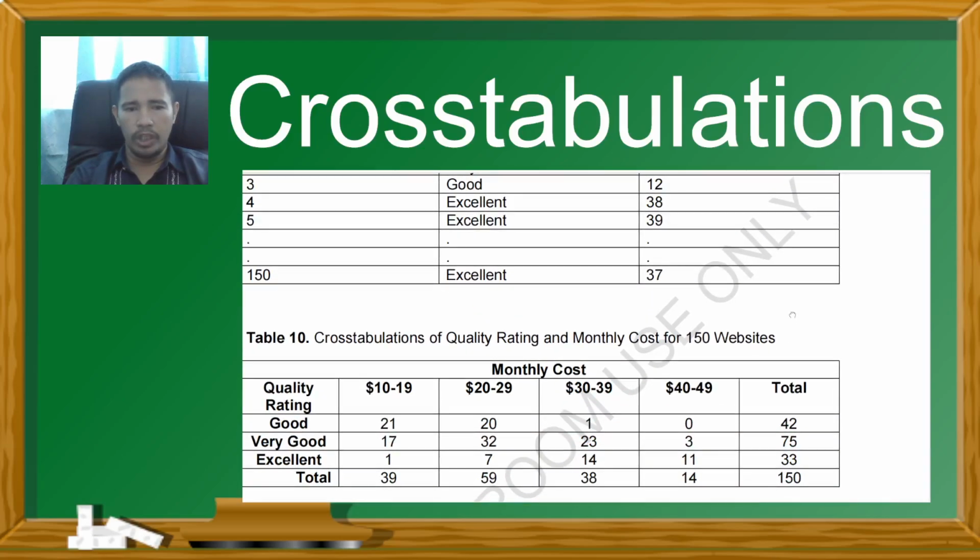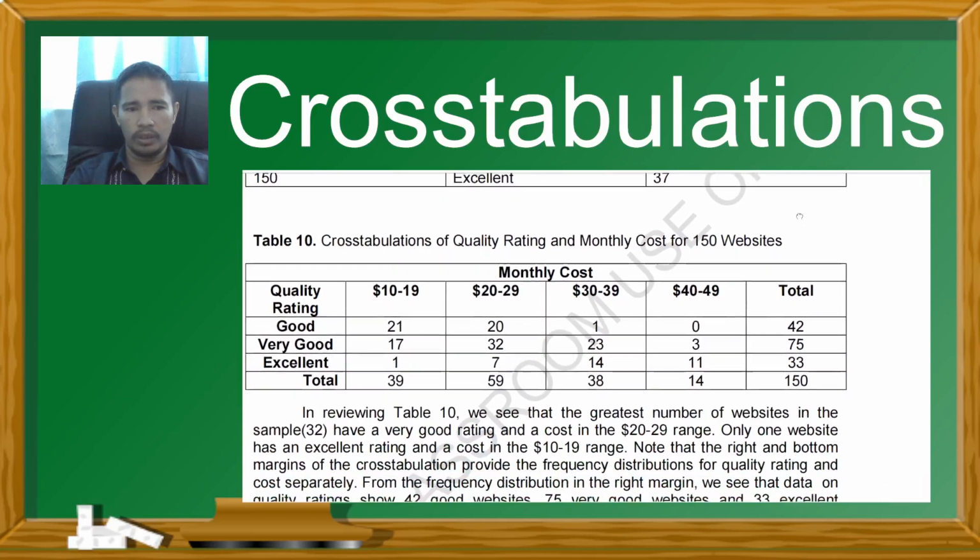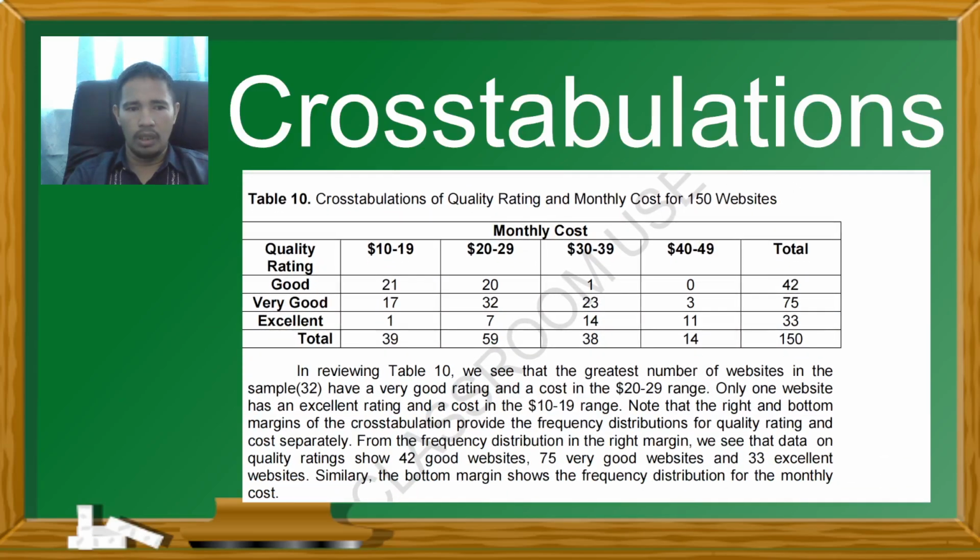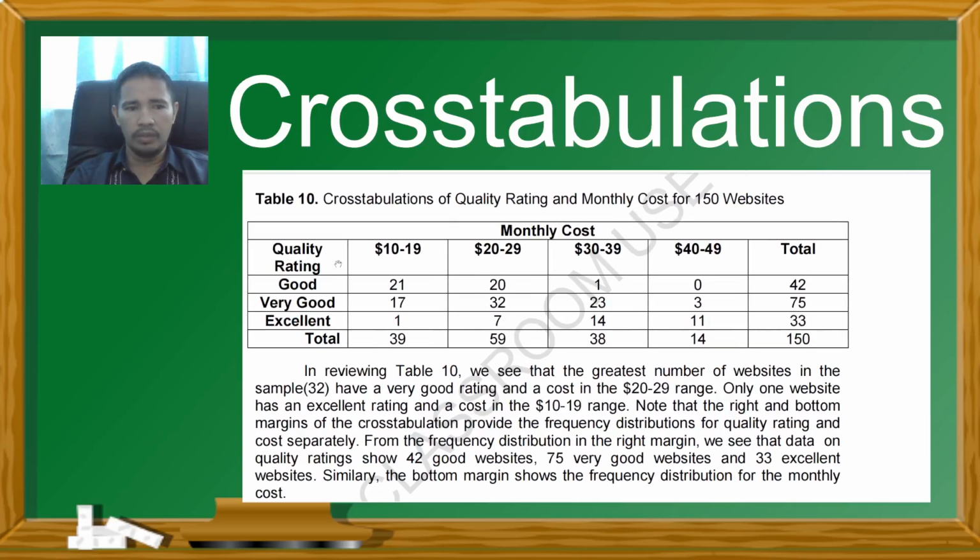To make a cross tabulation table, this is what you're going to do. We have the quality rating over here with our ratings good, very good, and excellent. And the monthly cost, these are the different costs: 10 to 19, 20 to 29, 30 to 39, and 40 to $49, with the total.